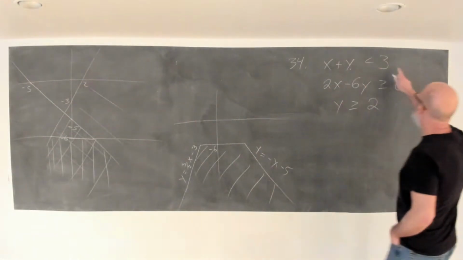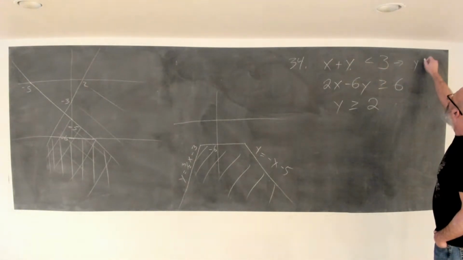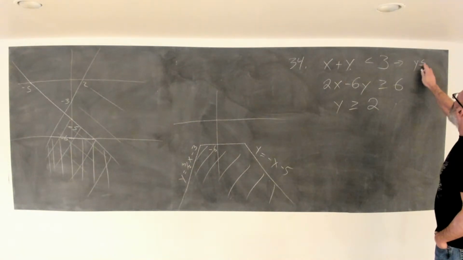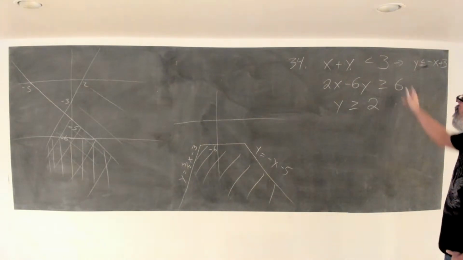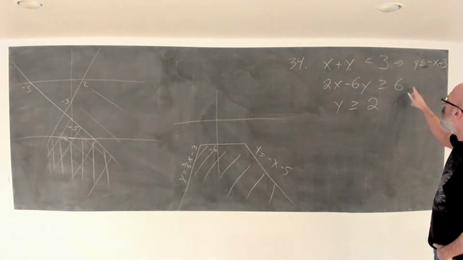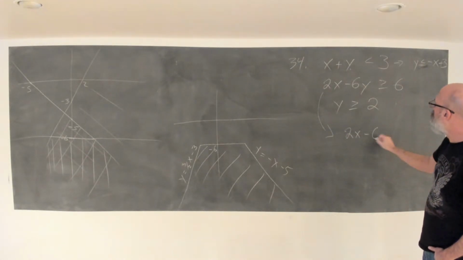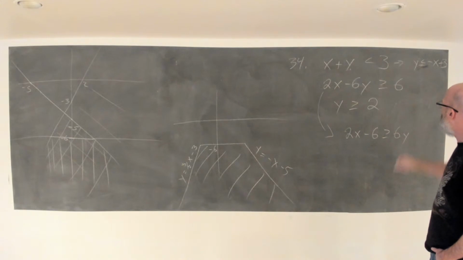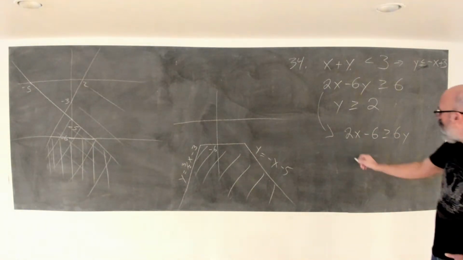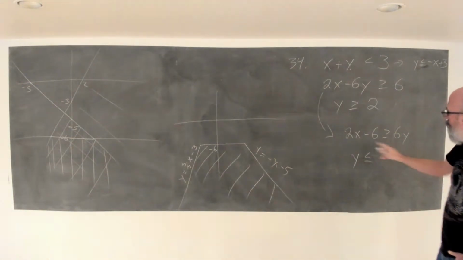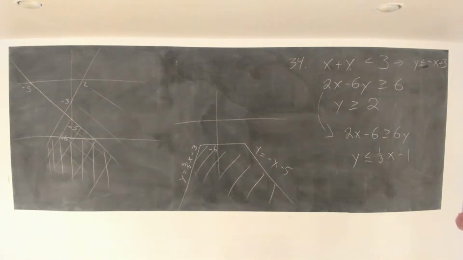Let's look at this. Again, let's rewrite these. y is less than minus x plus 3. Here, let's interchange. If you multiply the whole thing by 1/6, you have y less than or equal to 1/3 x minus 1.